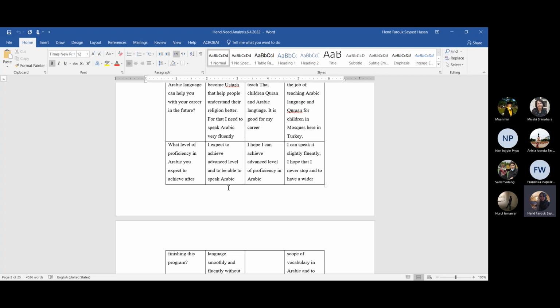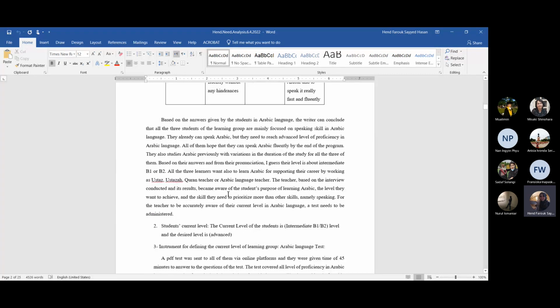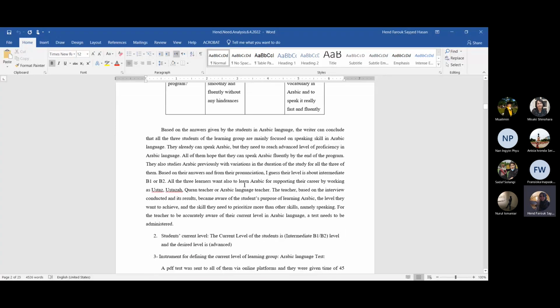So I customized everything because actually I communicated with them to teach them, but since they have no time and my schedule also is very tight because I work and have a lot of assignments, we didn't get the chance to meet really. So everything is customized, except for Rabia, I mean. Mainly all the skills that they need to master are speaking. So based on the answers given by the students, the writer can conclude that all the three students of the learning group are mainly focused on speaking skill in the Arabic language.